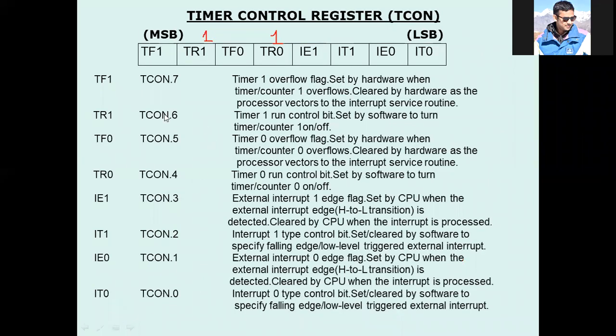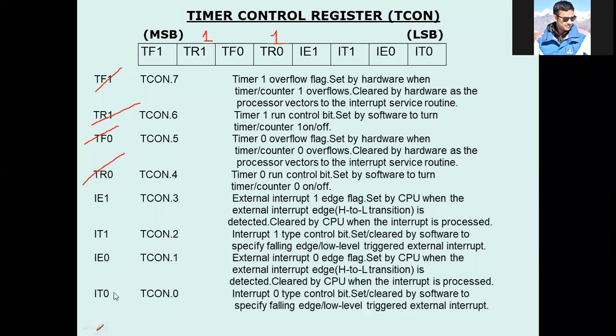So in case of timer 1, the TR1 bit will be set, and in case of timer 0, the TR0 flag will be set. Okay, clear? Clear or not? Yes, sir. Okay, so these four have been done. So now we are coming to IE1 and IE0.